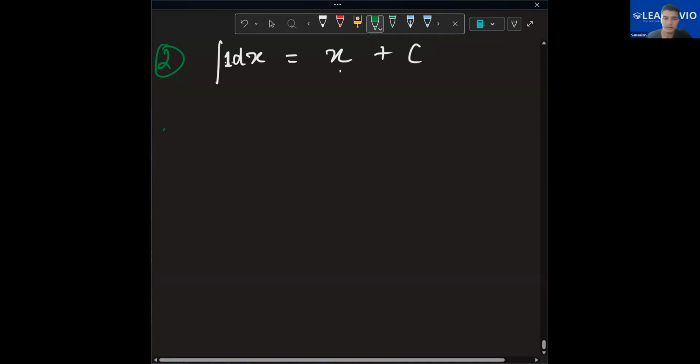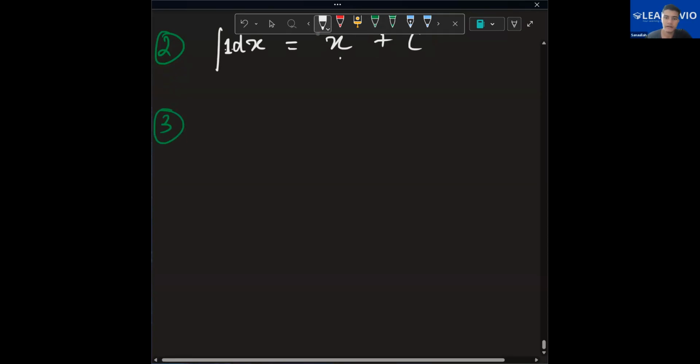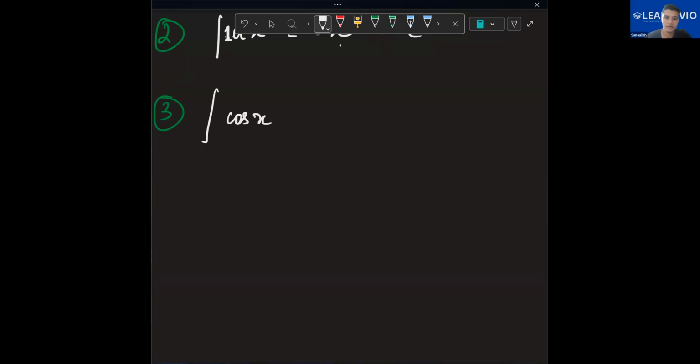The third, that is the trigonometric functions. इसमें आपका इंटीग्रेशन ऑफ cos of x dx. This is sin of x plus c. Sin x plus c. Sin x का डिफरेंशिएशन होता है cos x. So cos x का इंटीग्रेशन होगा sin x. And c, as we don't have any limits.